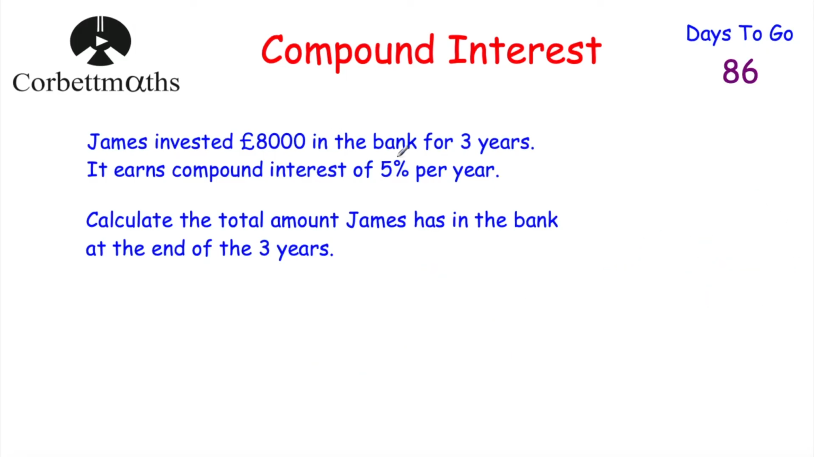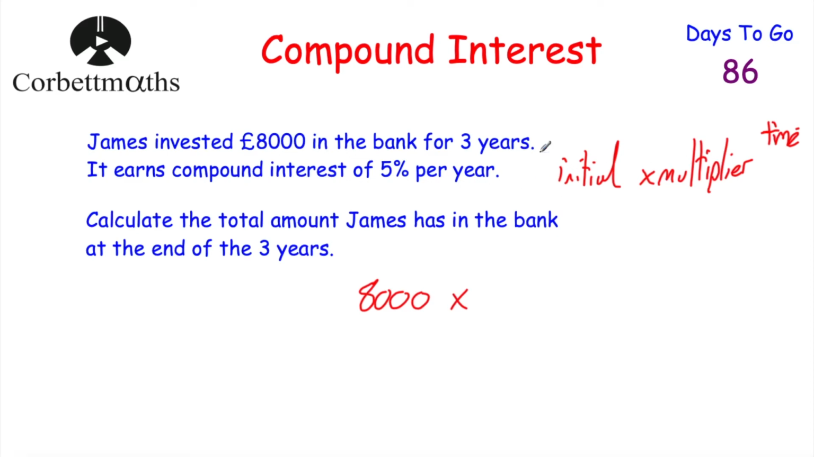So now let's change our question slightly. The question says, James invests £8,000 in the bank for 3 years and earns compound interest of 5% per year. Calculate the amount of money James has in the bank at the end of 3 years. So we do initial multiplied by the multiplier to the power of time. The initial amount of money was £8,000. We're then going to multiply that by the multiplier. It's going up by 5% each year, so it's going to be 1.05. And then to the power of time, this time it's 3 years, so we're going to do to the power of 3.